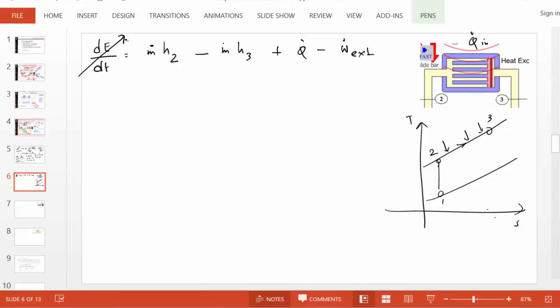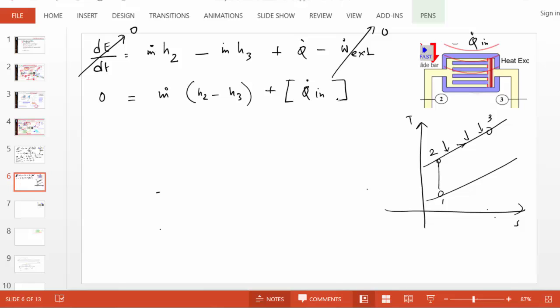Again, steady state, d dt goes to 0. There is no external work. We don't see any shaft or electrical work transfer or boundary work in a heat exchanger. So the formula simplifies to m dot H2 minus H3, and Q dot, what should we substitute for Q dot? Q dot in is a positive number, and we know in this case heat is going in, so we don't need any negative sign. Q dot in is Q dot. It's a positive number, and that produces the desired formula for heat transfer, m dot H3 minus H2.